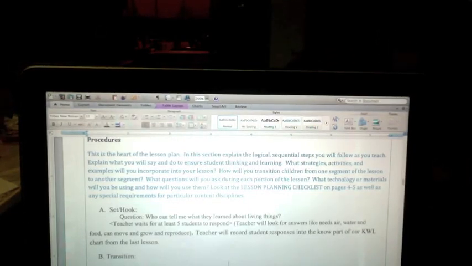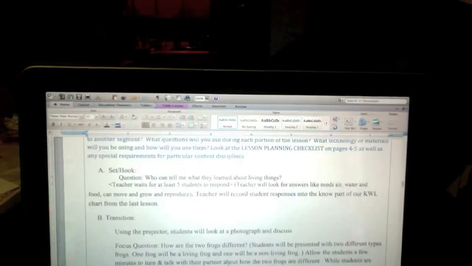My hook would be for me to ask students what they learned about living things. I would wait for at least 5 students to respond, and I would look for answers that include: living things need air, they need water, they need food, they can grow, they can move, and they can reproduce. This is a second part lesson, so with the first part, we began our KWL chart. Here I would just add whatever the students say onto our KWL chart.